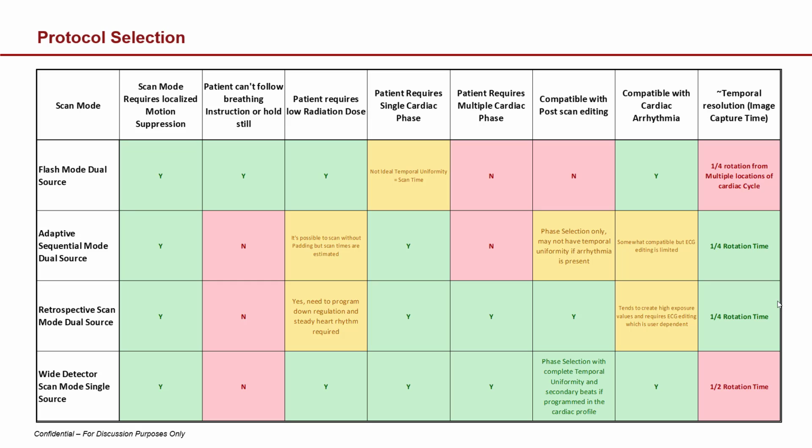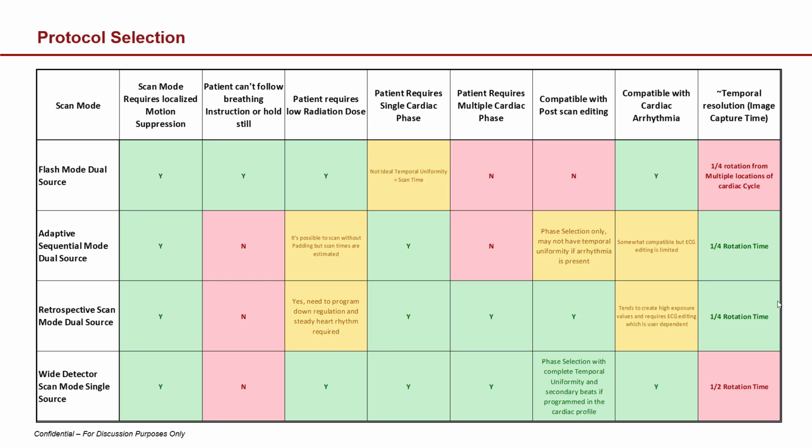So if your patient requires multiple cardiac phases, let's say you want to look at a dissection flap open and close, or you want to look at a valve that you deployed and make sure that there's no leak in the area that you've placed it, then you really shouldn't use the flash mode. And you could potentially use the adaptive sequential mode, but you'd have to essentially image between systole and diastole. At that point, you might as well go back to a retrospective or a wide detector scan mode.